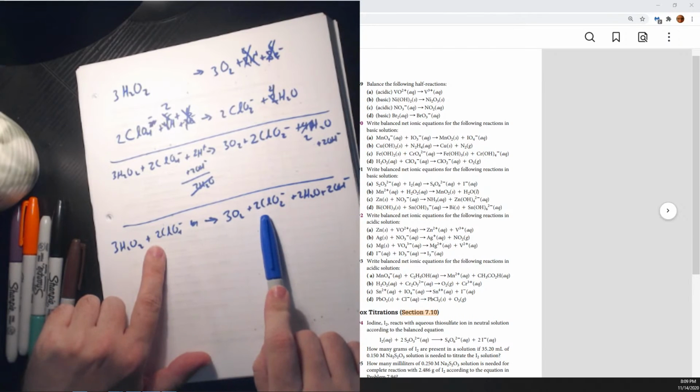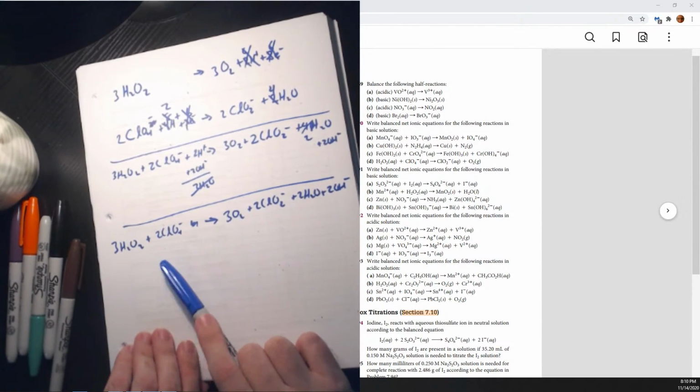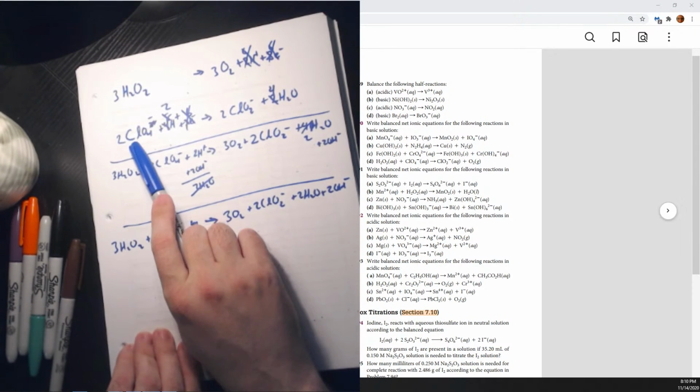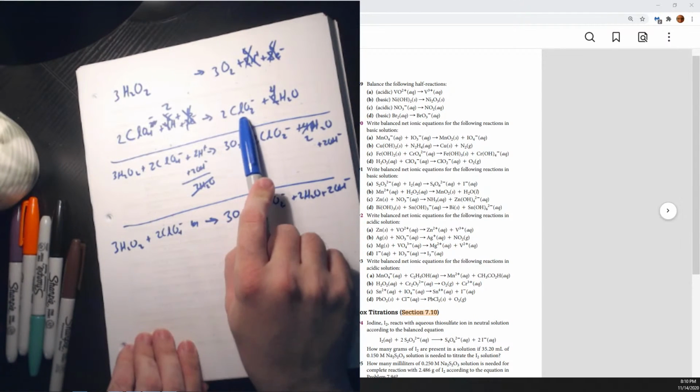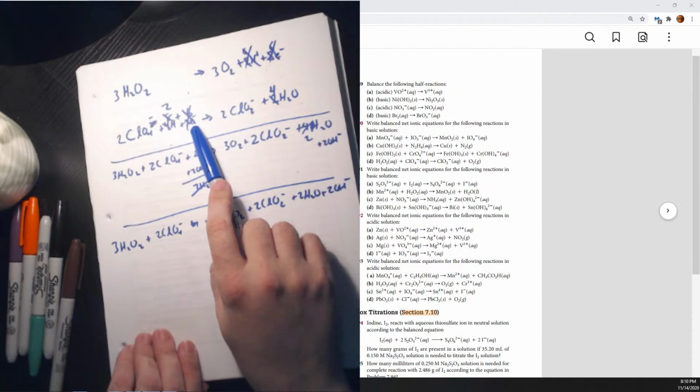2 chlorine, 2 chlorine. Charge over here is -2. Oh no. What went wrong? Chlorine went from 7 plus down to 4 plus, 3 plus. Yeah, so it should have been 4 electrons.